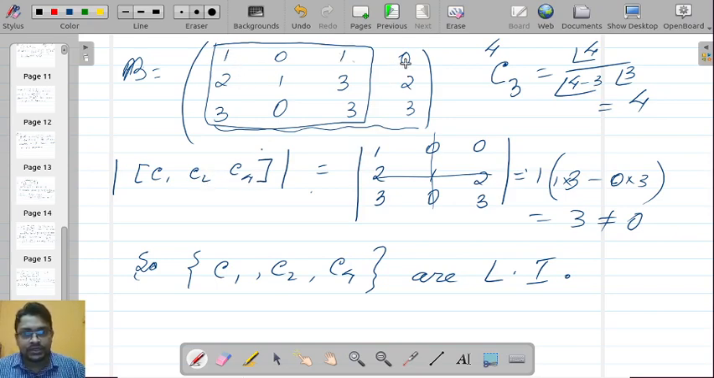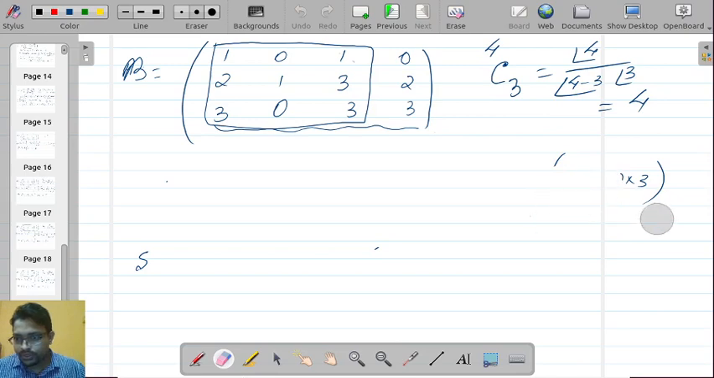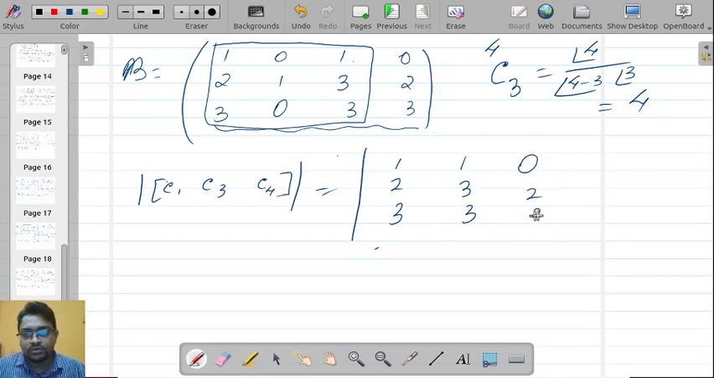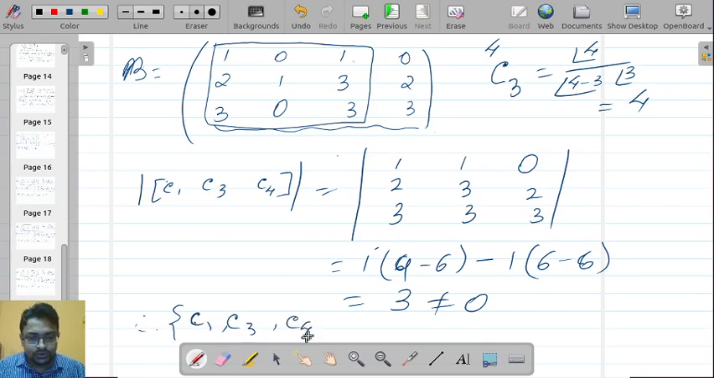Next we will check C1, C3, C4. So let me make another copy of this. This class is going a bit lengthy. So the determinant of C1, C3, C4 is 1, 2, 3, and 1, 3, 3, 0, 2, 3. Expand by the first row. It's 1 into 1 multiplied with 6, 9 minus 6, minus 1 multiplied with 6 minus 6. So that's 0. 9 minus 6 is 3, which is non-zero. Therefore C1, C3, C4 is a linearly independent set. These three columns are also linearly independent.